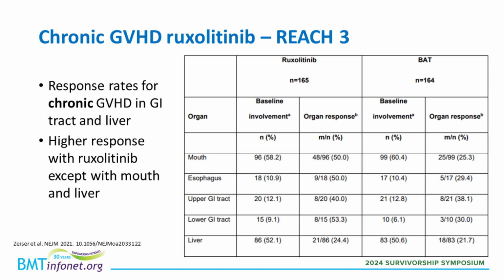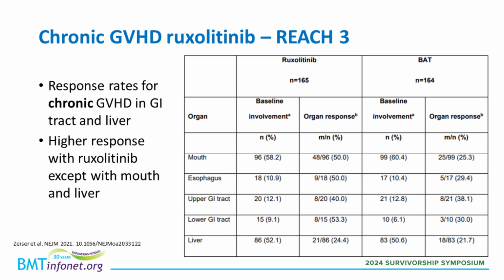When we look at chronic GVHD and see specifically how the mouth, esophagus, upper GI tract, lower GI tract, and liver respond to ruxolitinib, the response rates are high with ruxolitinib, which is the second and third columns, versus best available therapy, which is the fourth and fifth columns on the right here. So you see a baseline involvement and then the organ response. For the mouth, patients had baseline around 58 to 60%, and then with ruxolitinib, about a 50% response versus 25% with best available therapy. So significant difference with improved responsiveness with mouth.